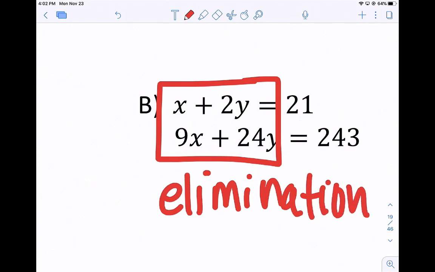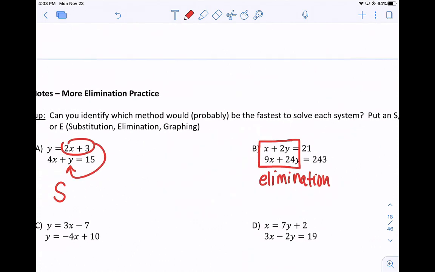And the reason is, in order to use any of the other methods, we have to get x or y by itself. So to graph it, you'd have to get y by itself. To use substitution, you would have to get x by itself. So again, for me, elimination would be the fastest. You might find one of the other methods to be faster. You just have to get at least one of the variables by itself to use any of the other methods.